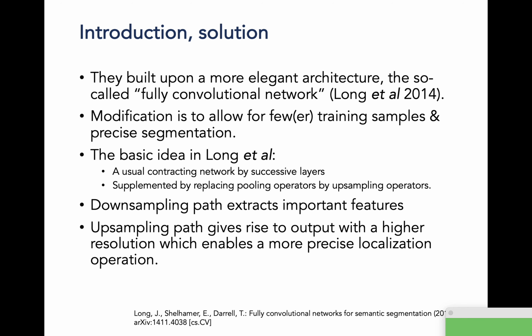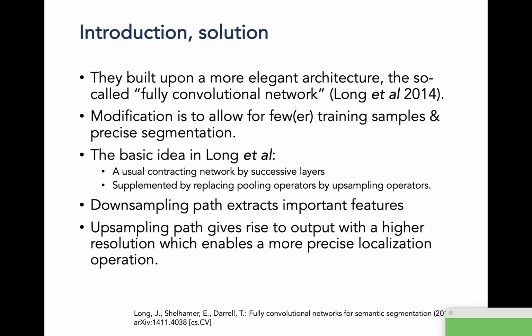So going forward with our introduction, but now talking about the solution, what they did in this paper was build upon a more elegant architecture, the so-called fully convolutional network. Fully convolutional network simply means there are no fully connected layers. And we'll get to see what that network looks like in a minute. The modification that was made was to allow for fewer training samples and to allow for precise segmentation. So what's the basic idea behind this fully convolutional network introduced by Long et al. in 2014? It's just two main ideas.